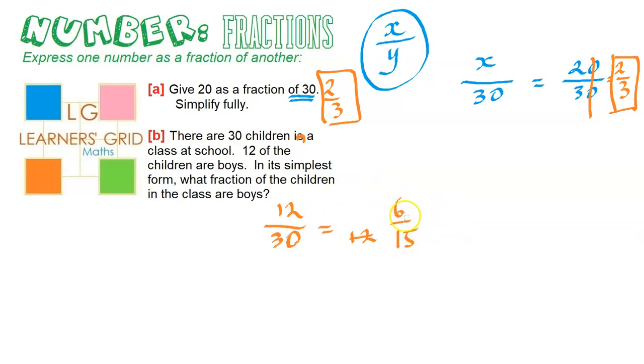6 out of 15. Okay, so I know my 2s go into 6, but not 15. 3s definitely go into both. So divided by 3, divided by 3. And what am I ending up with? 2 over 5. And that becomes the final answer, 2/5. That's how you do it.